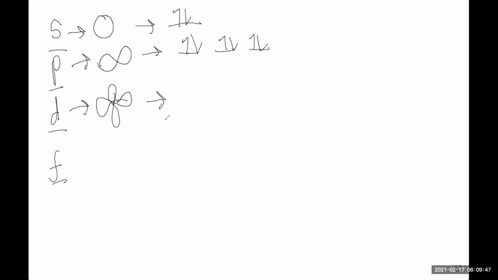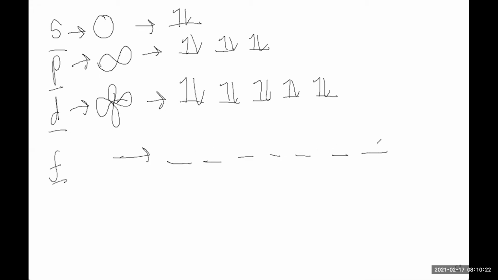What about our D? Ten. Right, it has 5 orbitals, and it can hold up to 10 electrons. And our F? I don't remember if it was 12 or 14. All right, 14 electrons. So it has 7 orbitals, and it can hold up to 14 electrons.